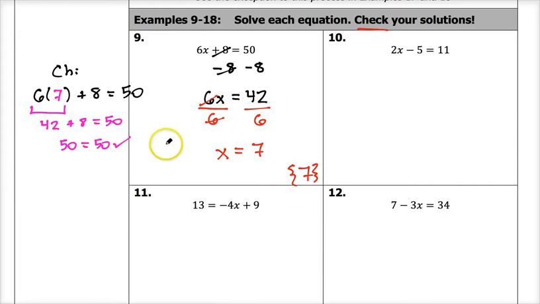When you're doing your assignment, I want you to show your checks for any two-step equations, okay? Any two-step equations, you need to show this step here that the solution checks out.